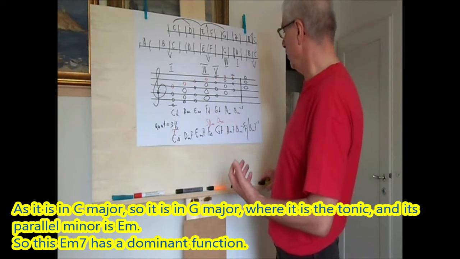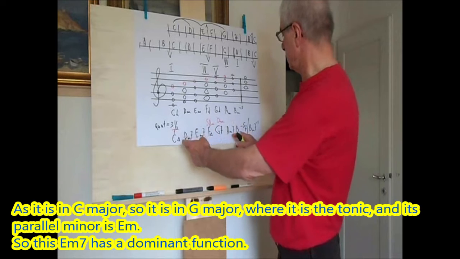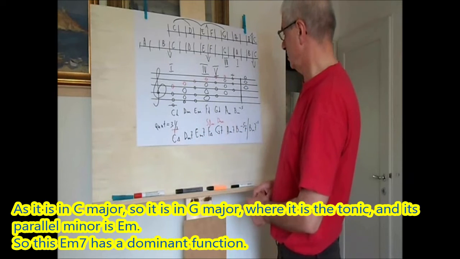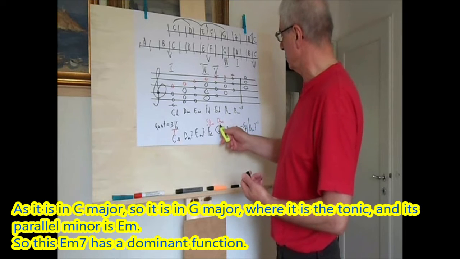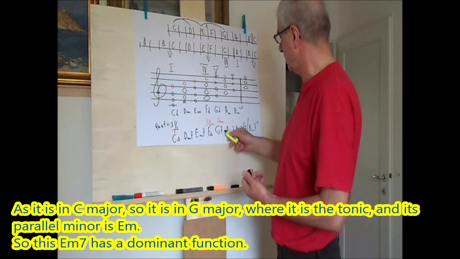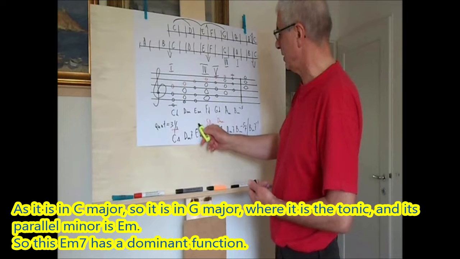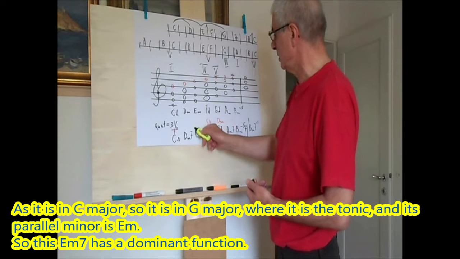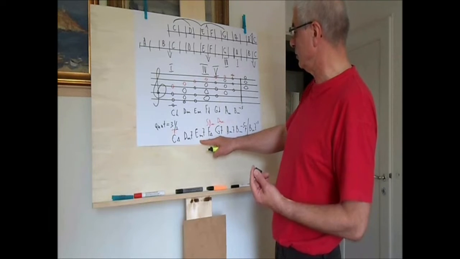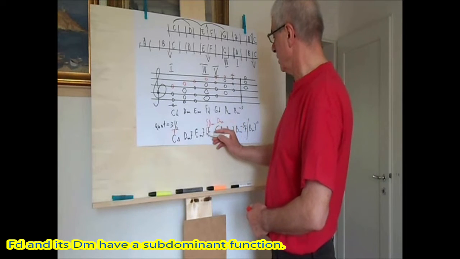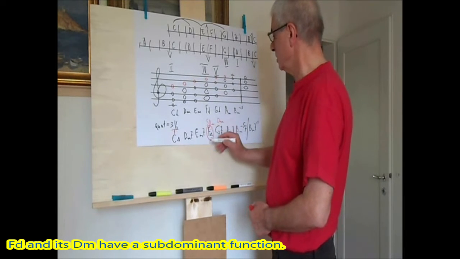As it is in C major, so it is in G major, where it is the tonic, and its parallel minor is E minor. So this M7 has a dominant function. F and its D minor have a subdominant function.